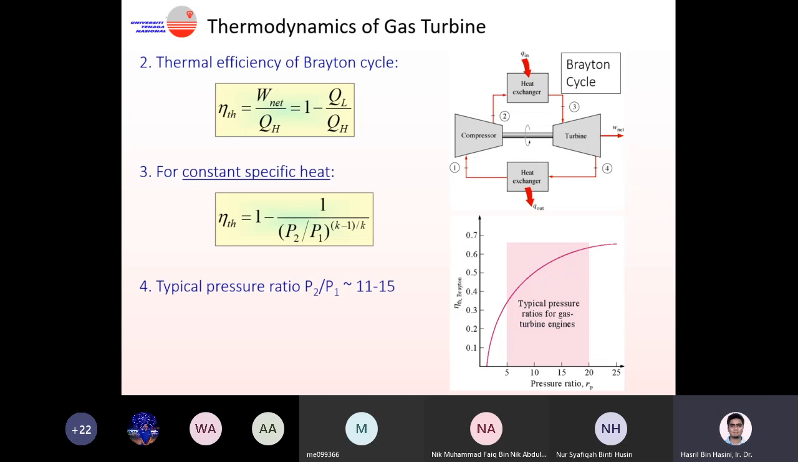Doesn't make any sense. If you look at this plot, this is the graph of the efficiency of our gas turbine Brayton cycle against the pressure ratio. When you have a higher pressure ratio, you can see the graph is already saturated. There's no more increase in the efficiency. So I think the optimum condition is somewhere around here. That's why we say that a pressure ratio of 11 to 15 is already optimum enough for you to increase the efficiency of your Brayton cycle.